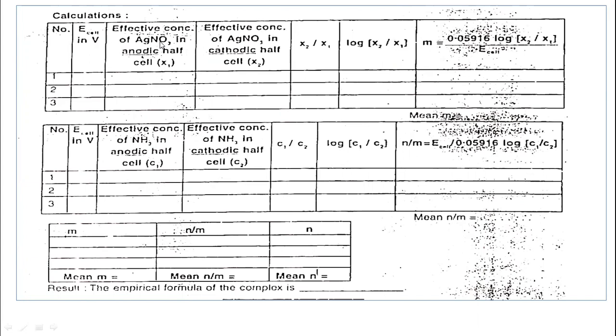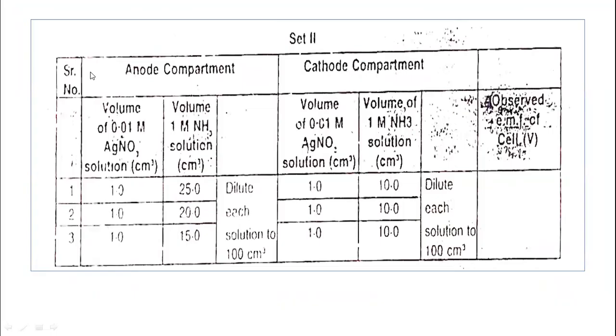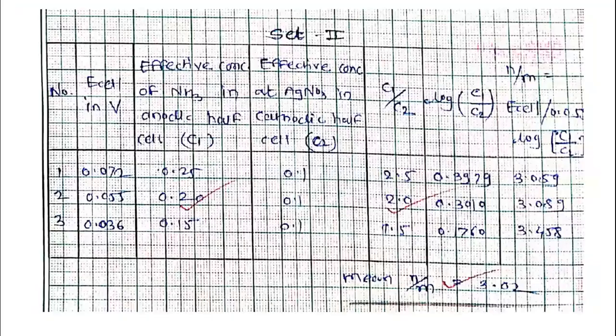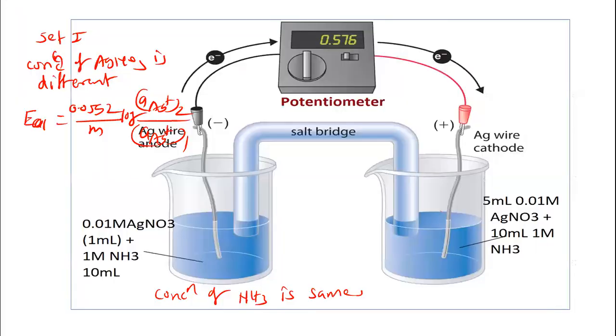Effective concentration of the silver nitrate means the activity of the silver ion here. This is in the anodic compartment and this is in the cathodic compartment. So we have to measure the EMF of the cell here. This is for set 1, and we can calculate this M value here.